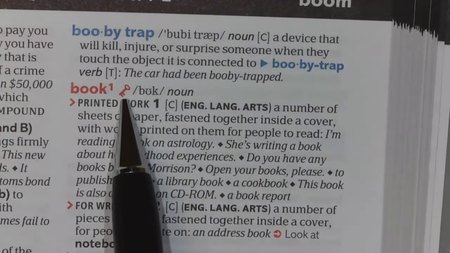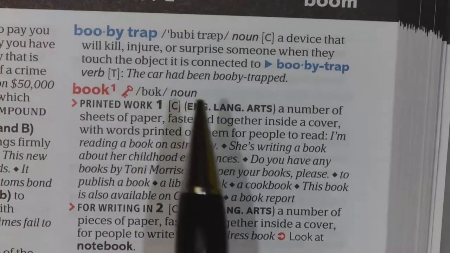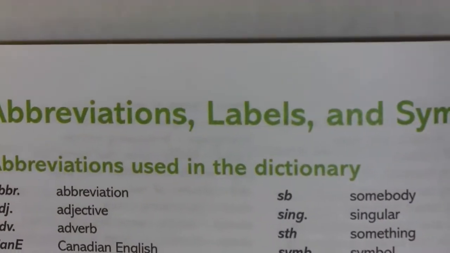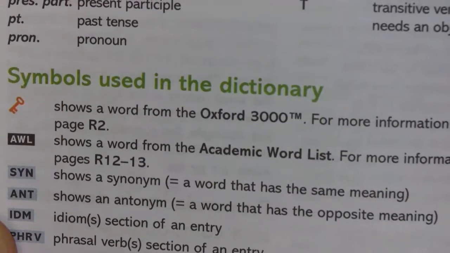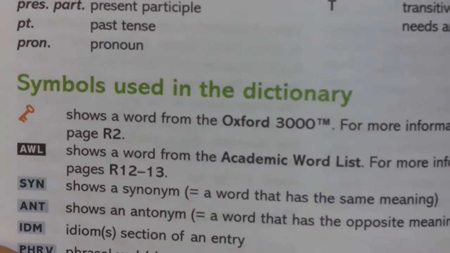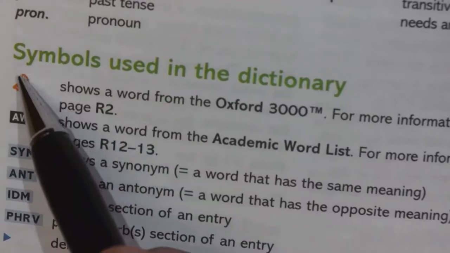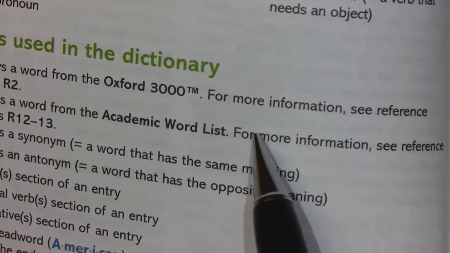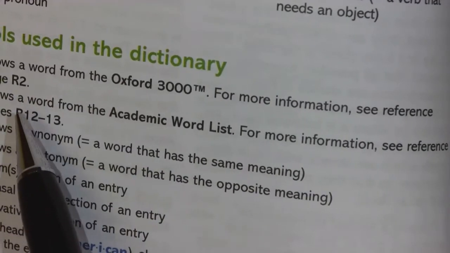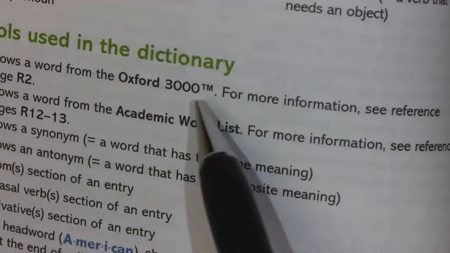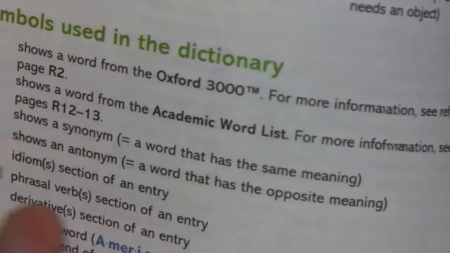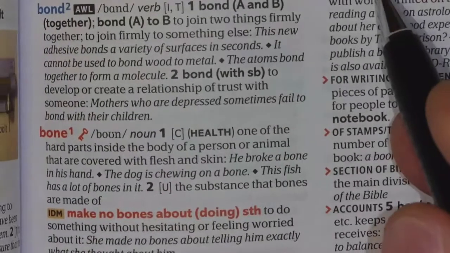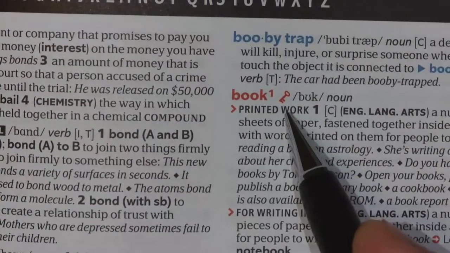It shows me a key here. So what does that key symbol mean? Well, if I go back to that page with the abbreviations and labels, and I look down to the symbols, it says the key shows a word from the Oxford 3000. For more information, see references on page R2, which would be in the back of the book. Basically, the Oxford 3000 list is a list of 3,000 of the most common words in English, which means it's going to be one of the most common or most frequent words in English.